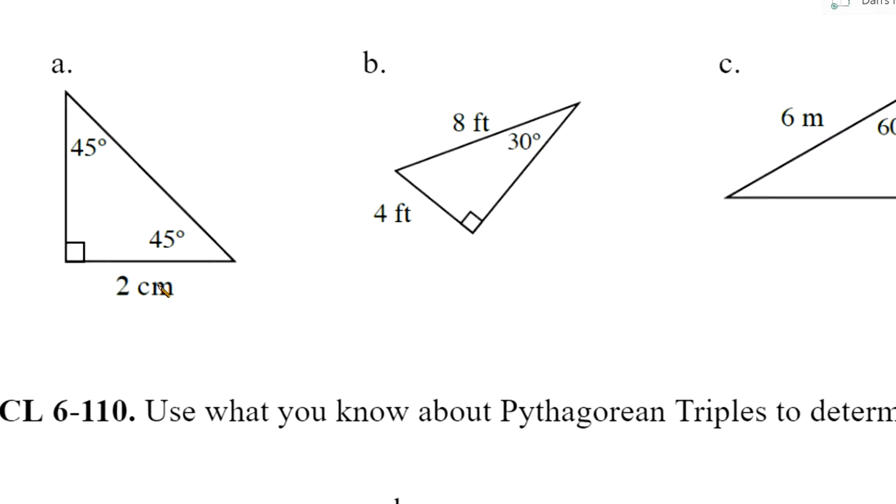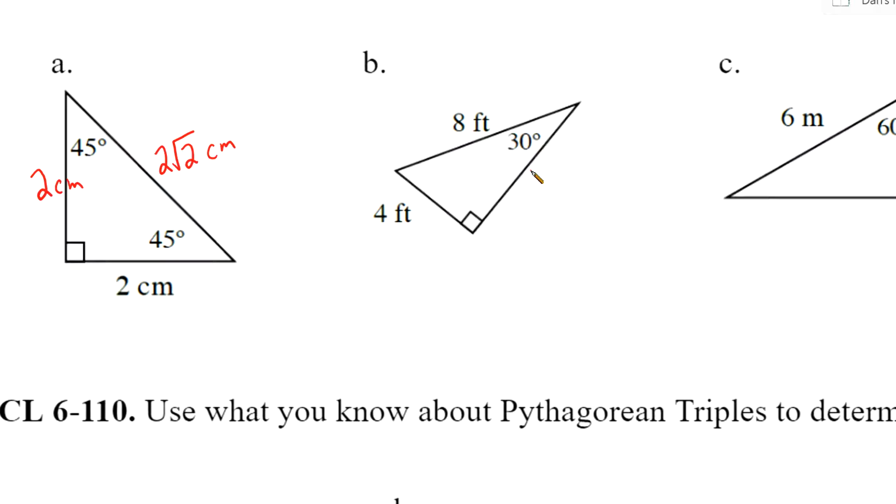Let's start with A here. If that's 2, what's that? 2. These have to be equal. And then what's the hypotenuse? 2 square root 2. Done. Okay. When it's an isosceles right triangle or a 45, 45, since these two are equal, it's root 2.